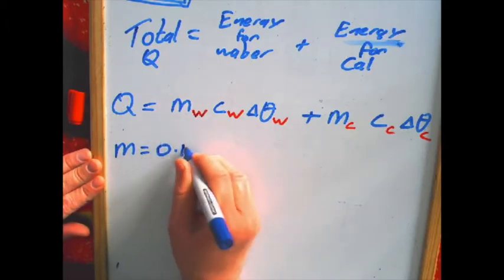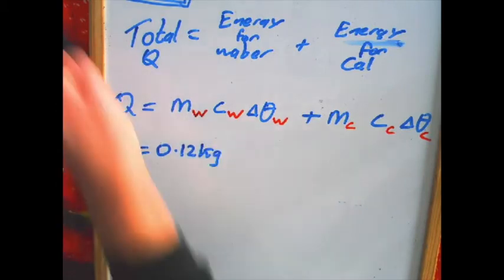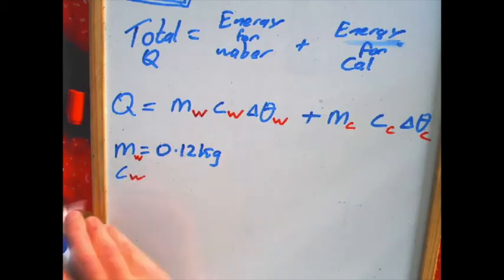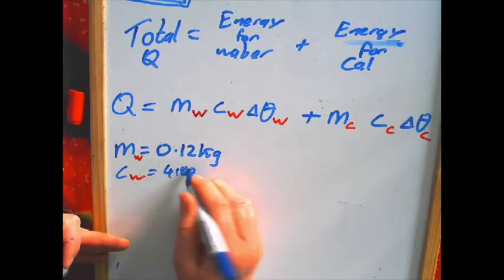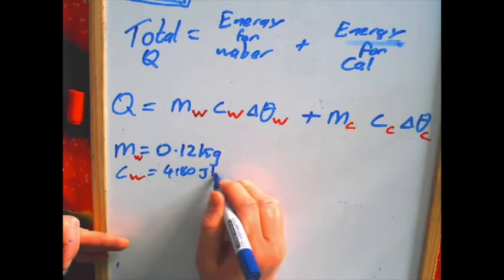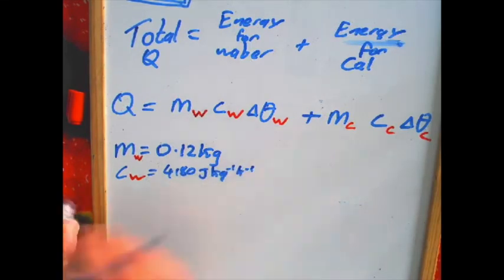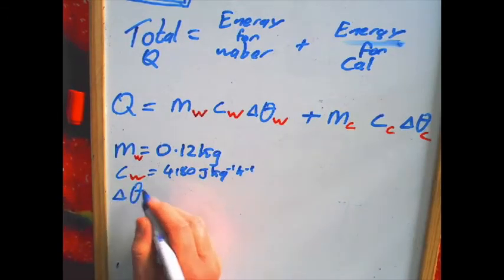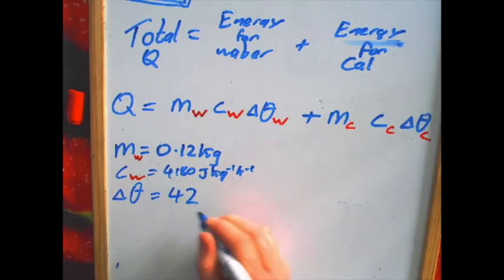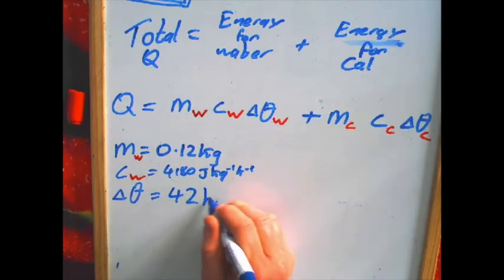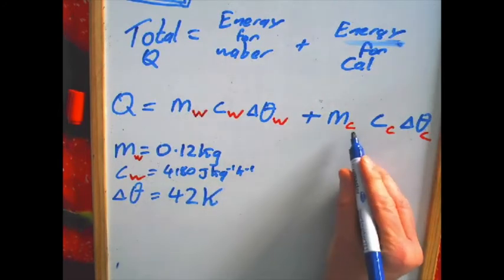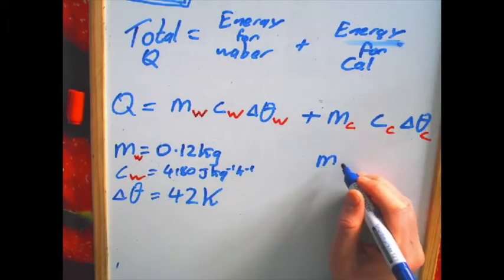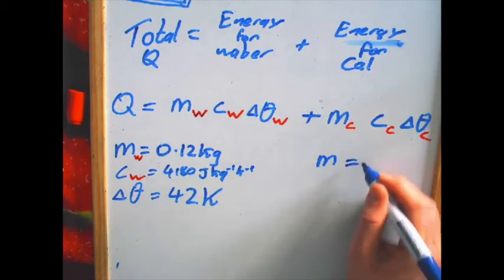Okay. Now let's think about what we know. We know that the mass of water is equal to 120 grams, which is the same as saying 0.12 kg. We know the heat capacity of water is, again, 4180 joules per kilogram per Kelvin. We know the change in temperature: if they're starting off at 18 and they want to go to 60, that change in temperature is 42 degrees Celsius or 42 Kelvin, both the same thing.